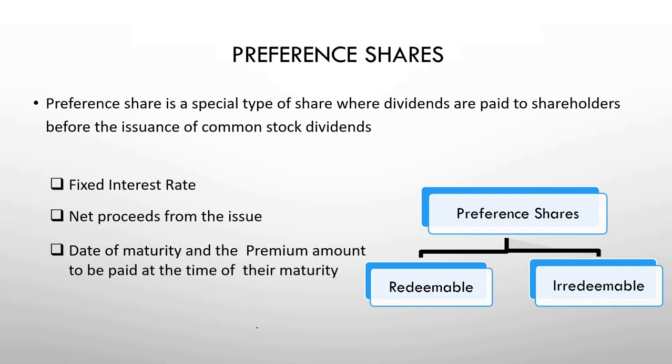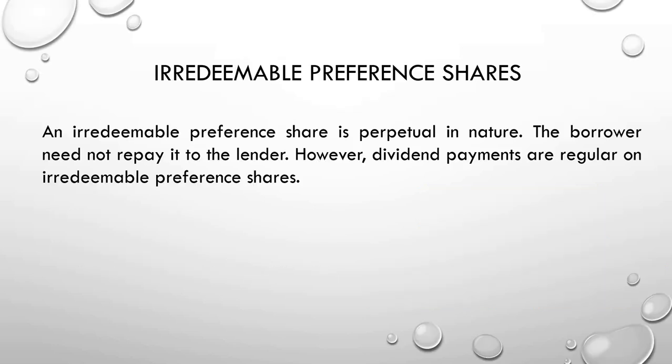We should always be aware of the date of maturity if your preference shares are redeemable. That means if preference shares are of redeemable category, then the date of maturity will be given. And if at the time of maturity preference shares are redeemed at a premium, that premium amount you should also be aware of. So now first of all, let's talk about irredeemable preference shares.